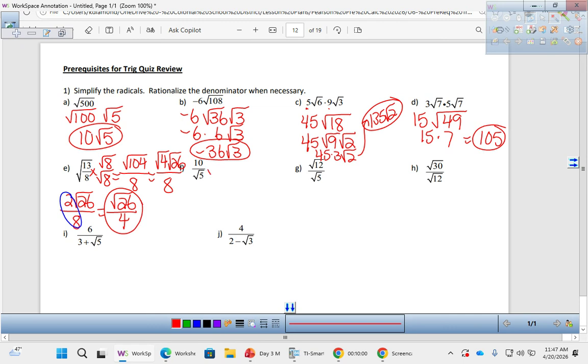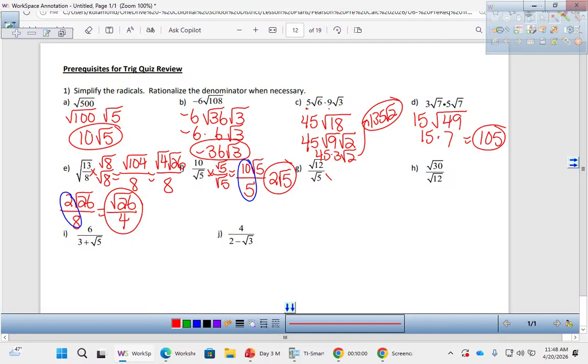I can't have a root in the bottom, so I'm going to multiply the top and bottom by root 5. I can't combine the 10 and the root 5. They're not like terms, so I'm just going to write that as 10 root 5. And root 5 times root 5 is root 25, which is just 5. And then simplify 10 over 5, and that's 2. So my final answer is 2 root 5.